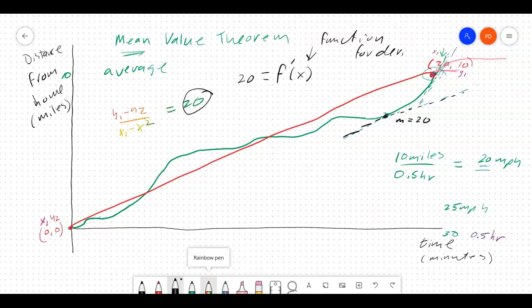Now, the derivative function for this function I've drawn will be a little complicated because it's a squiggly line. You'd have to fit a curve to that first. But basically, you find the average rate of change. Use the slope between the two endpoints. And you may not be given the y's. You may just be given the function and the x's and have to find the y's. And then you find the function for the derivative and find out where it equals that average rate of change.